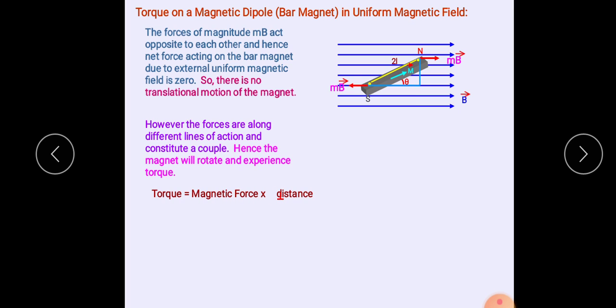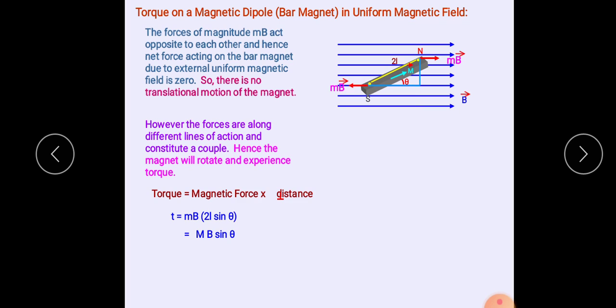And the torque is magnetic force into the perpendicular distance between the magnetic forces. The torque tau equals mB into 2L sine theta. mB is the magnetic force and 2L sine theta is the perpendicular distance between the lines of action of the forces, and that perpendicular distance is from N to this line. And if we take this angle theta, sine theta equals perpendicular upon hypotenuse.